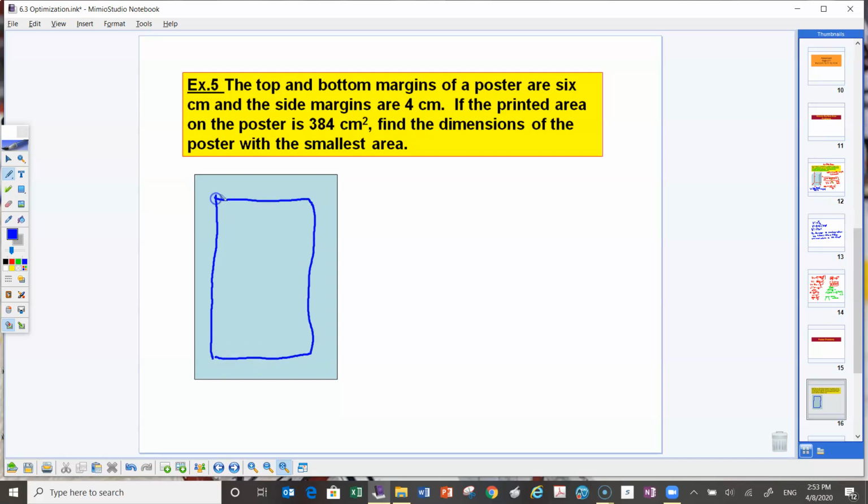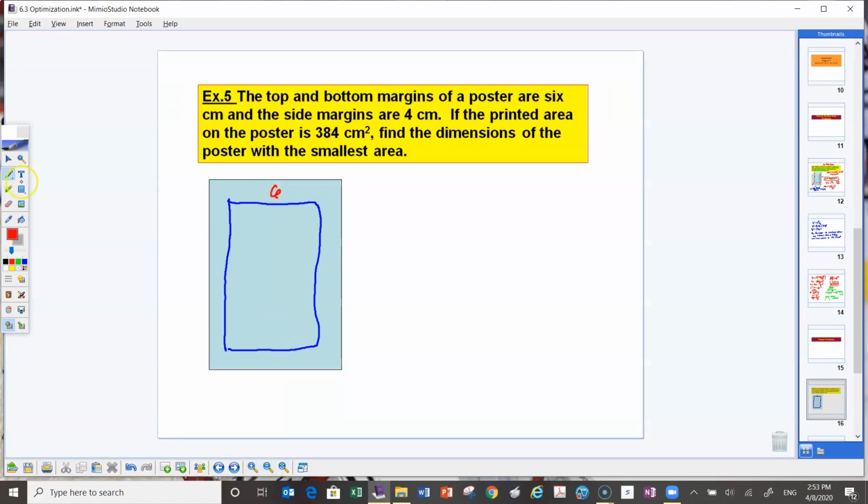Again, this is not drawn to scale, but this margin up here is 6. So is this one. This side is 4, and this side is 4. It tells us the printed area of the poster, and the printed area would be the blue part, is 384, and we want to find the dimensions of the entire poster with the smallest area.